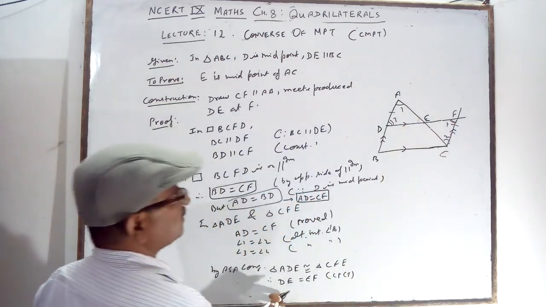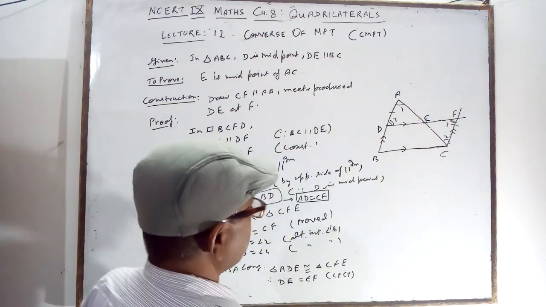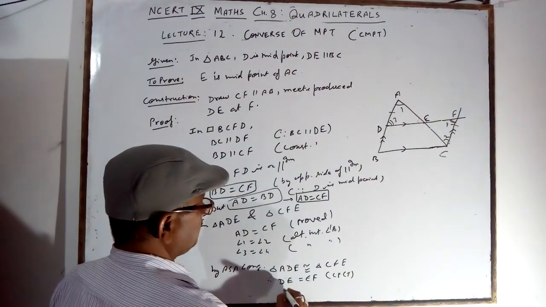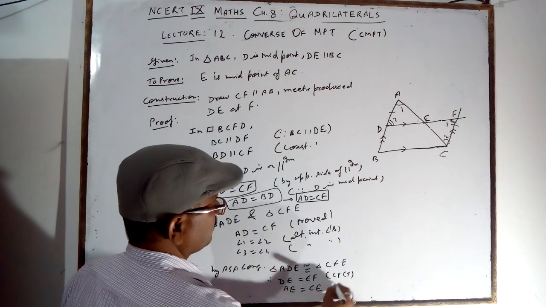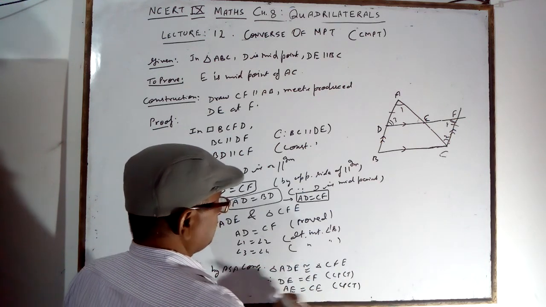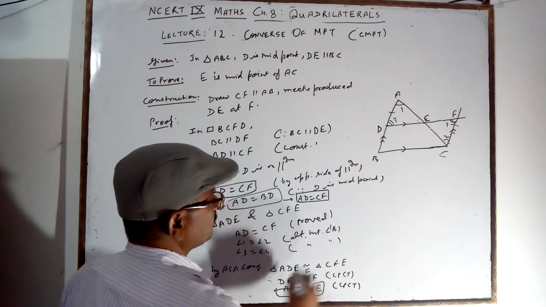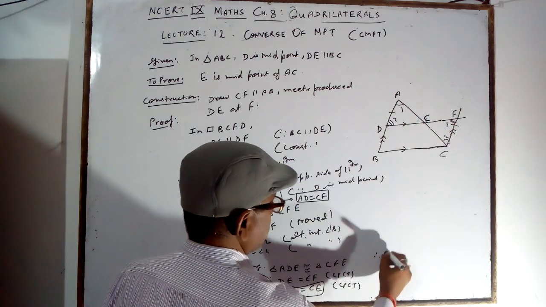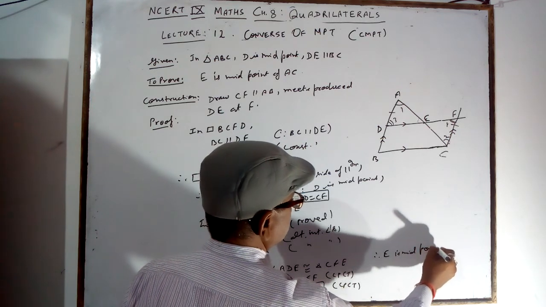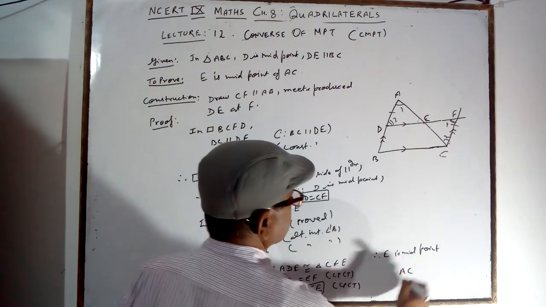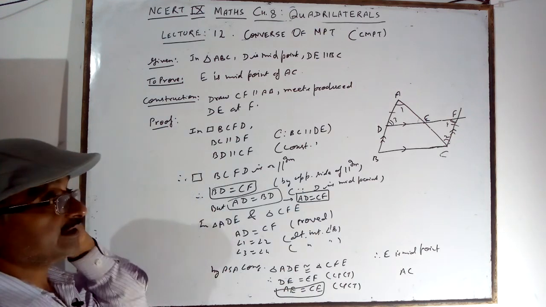Here what are you getting? DE is equal to EF and AE is equal to EC by CPCT. So this result gives you, therefore, E is the midpoint of AC. E is the midpoint of AC.